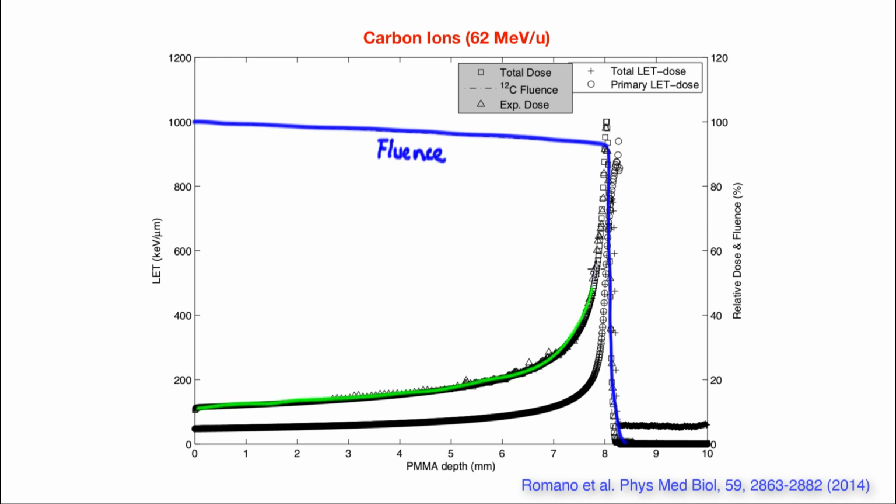Here's the dose in green. Again, it goes up, and there's a Bragg peak. These are charged particles, just like the proton, heavy charged particles. So you're going to see a Bragg peak, and it's bigger. And then here's LET in red, and it goes up until you get to the end of the beam. Now, LET is linear energy transfer, right?